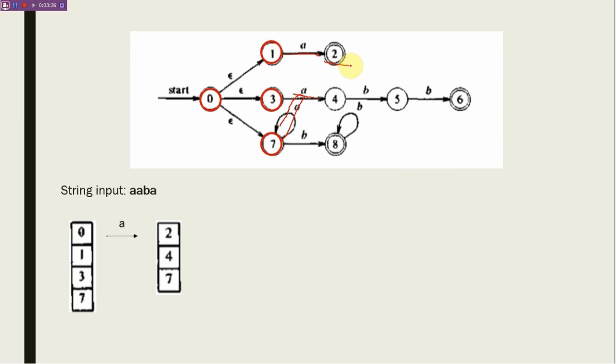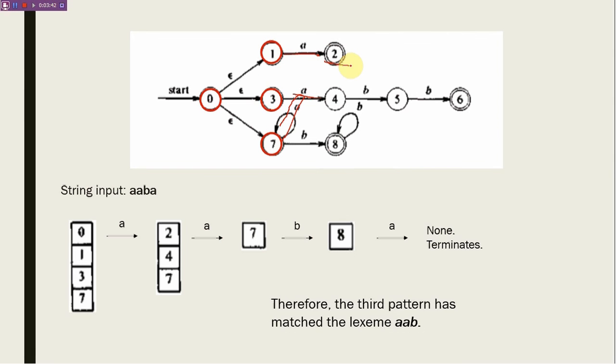But to find the longest match, we'll continue simulating the NFA. State 7 will go back to itself after an input a, then to 8 with the next input b. After that, there will be no transition for an input a, so that's when we terminate the simulation. Given that, we have the lexeme aab matched with the third pattern. So that's how you do pattern matching based on NFAs.